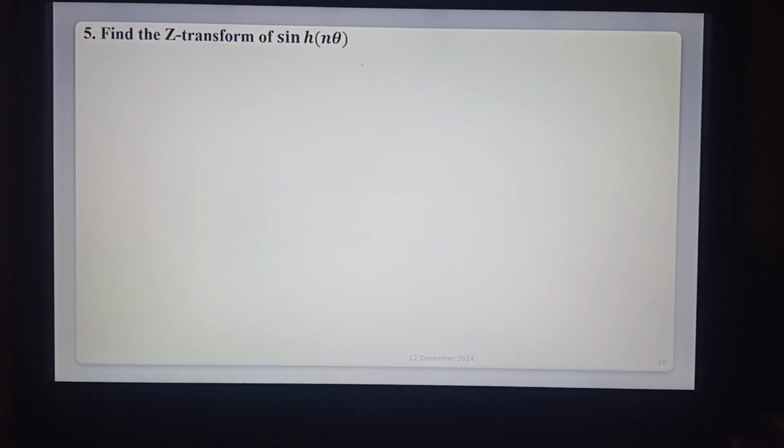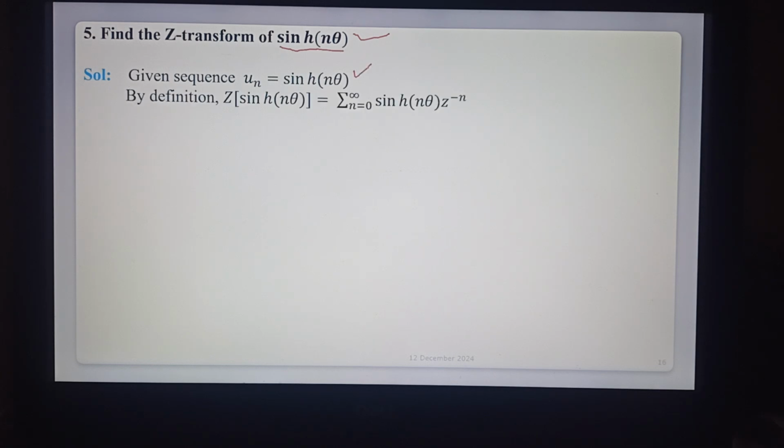So next one, find the Z transform of sinh n theta. So sinh n theta is a hyperbolic function. Okay? So this is also an important question. So given the sequence u n is equal to sinh of n theta. So by definition, the Z transform of u n is equal to sinh n theta. So this is the u n. Okay?